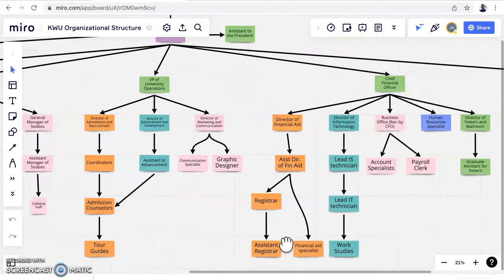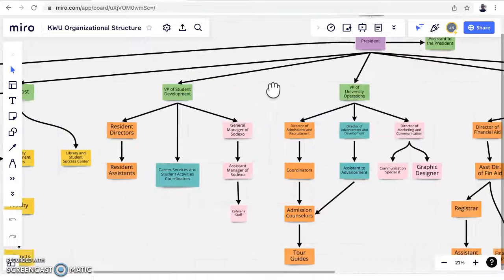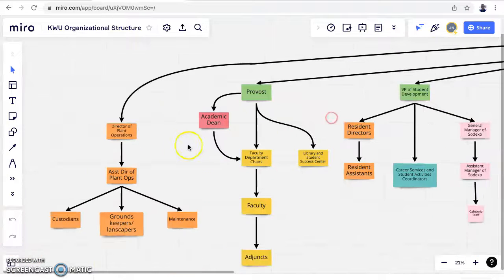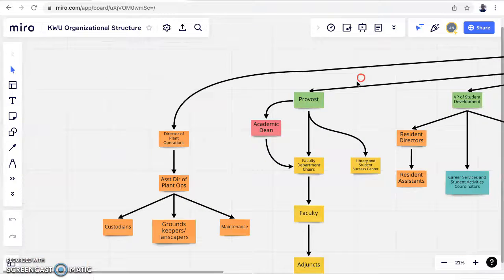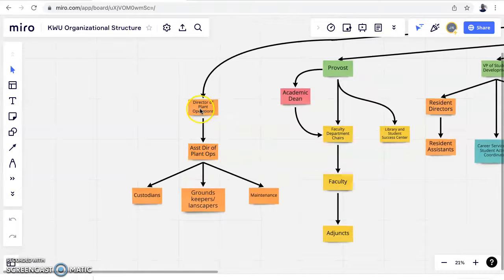There is one other area that's left, and that is our plant operations. They are not under any of these five vice presidents. He reports directly to the president of the university. However, he is not at the same level as a vice president. He is paid and seen as a director. So if any of the other VPs tell him to do something, he's still expected to do it, but he reports directly to the president.